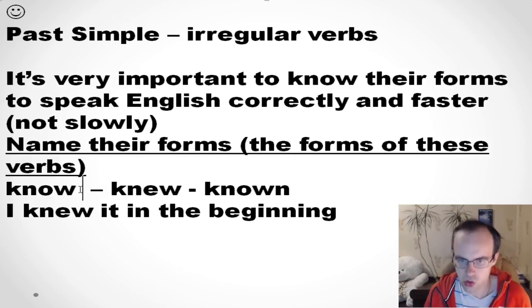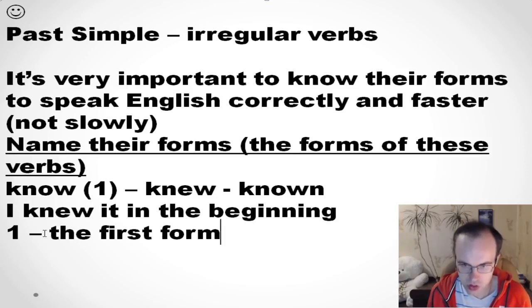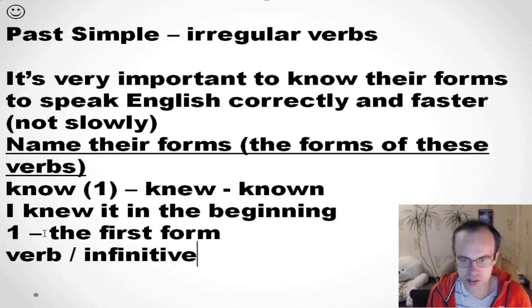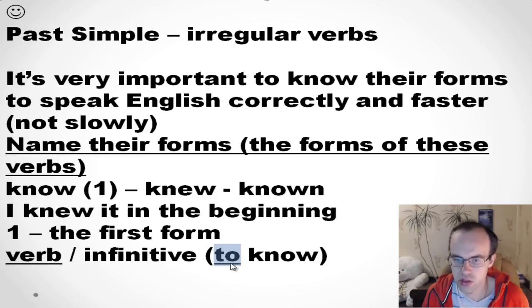Okay. So we call the first form verb or infinitive. Usually, we have infinitive with to: to know. But sometimes we can hear that know is an infinitive. We usually say it's a verb. Infinitive, usually we see infinitive with to: to know.